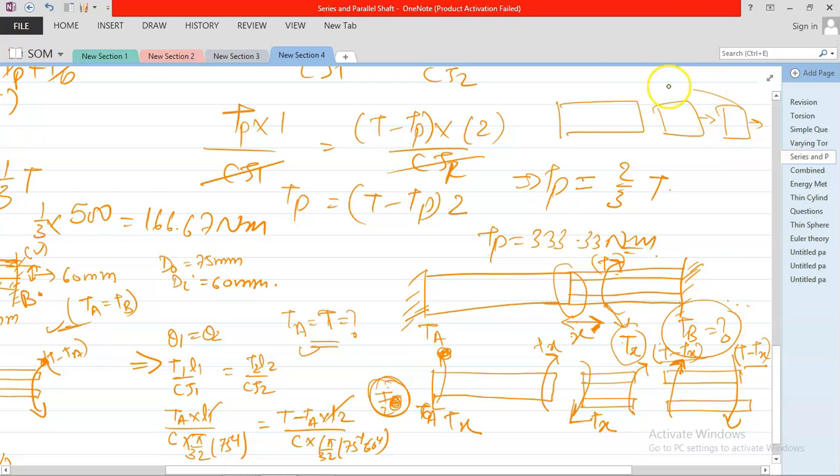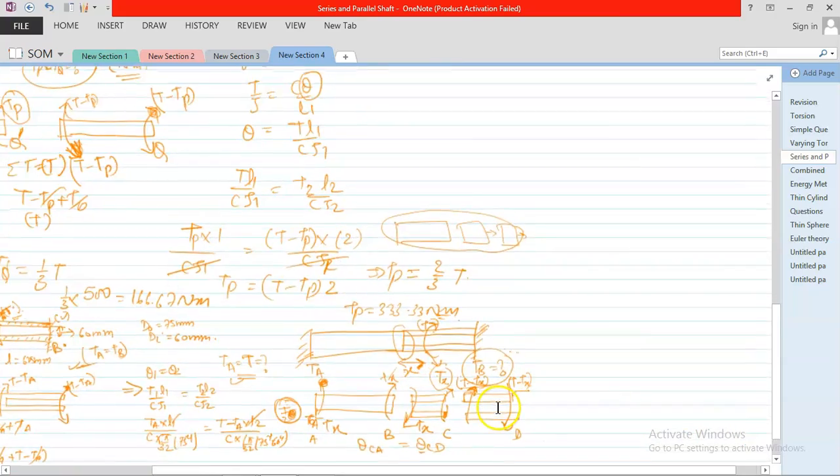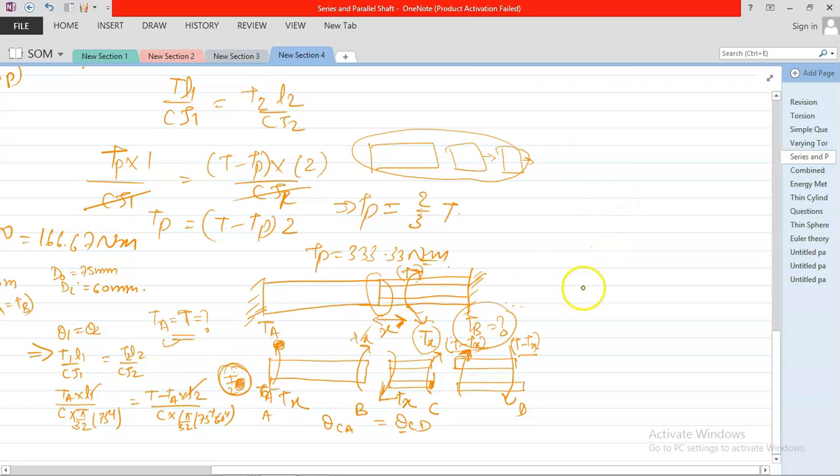This is the same as the axial problem. If you remember that axial problem, suppose I apply P load here, obtain deflection at this point and at this point, and they need to be equal. So suppose this is A, this is B, this is C. So theta CA should be equal to theta CD. Now please concentrate a little bit, because if you understand this problem, then you can solve any problem.